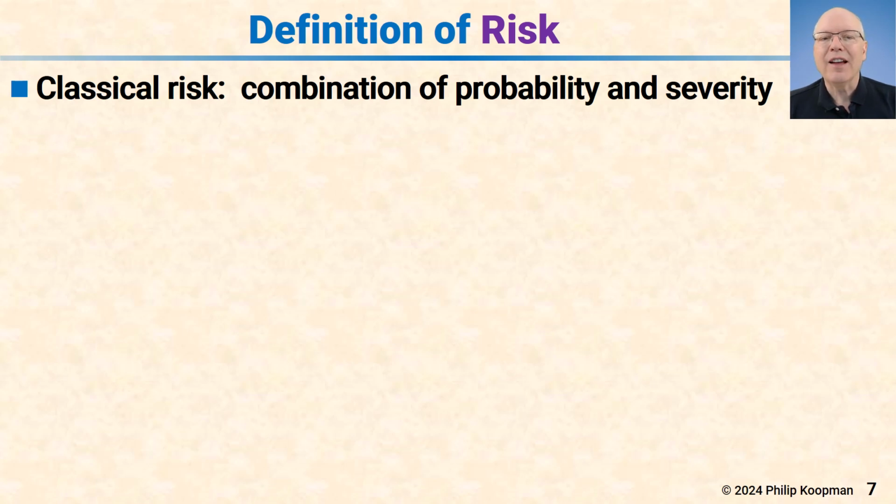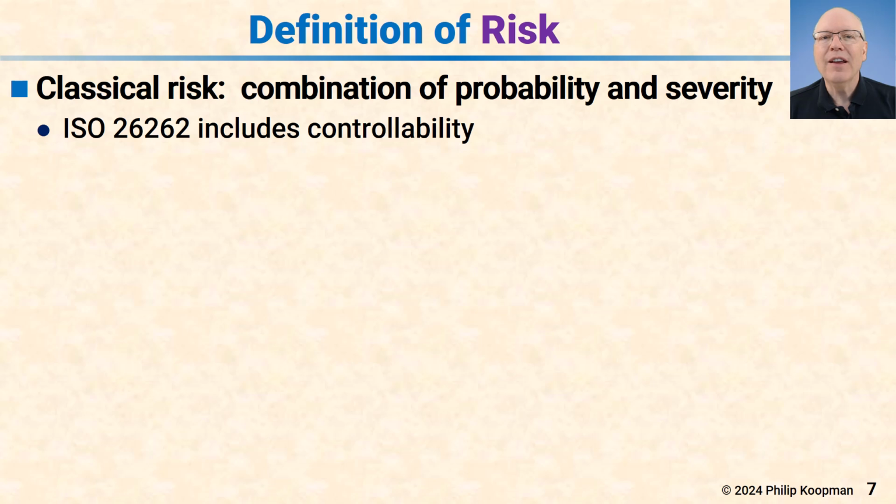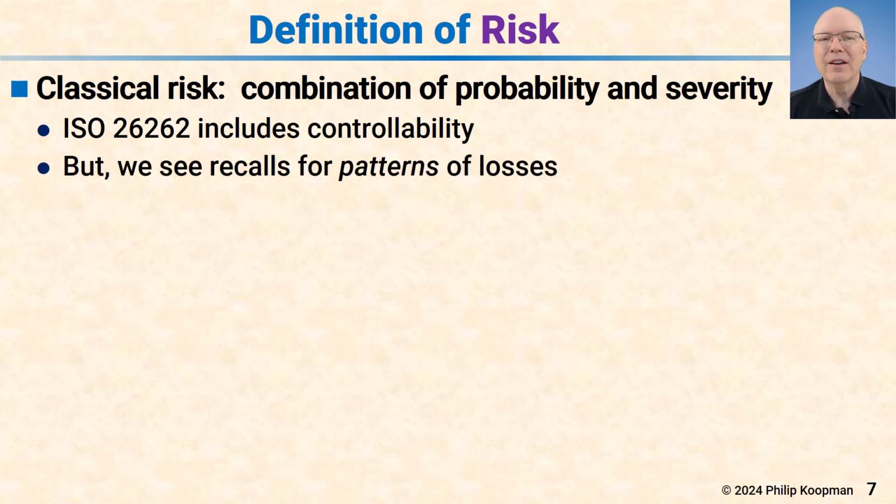Classical risk is a combination of probability and severity, and in ISO 26262, they throw controllability into the mix for computing automotive safety integrity levels, ASILs. Ultimately, traditional risk is pretty utilitarian. It boils down to monetary equivalent, insurance, whether or not you would have to spend more to remediate the risk than the risk would cause in losses, and so on. But there's more to societally acceptable safety than a purely monetary basis.